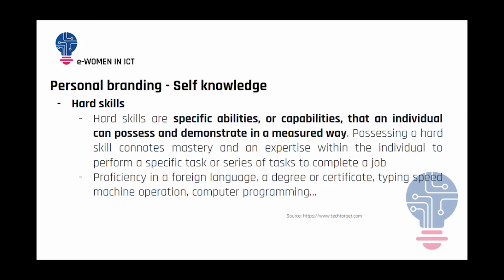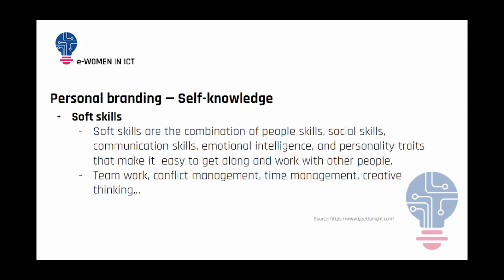Hard skills are specific abilities or capabilities that an individual can possess and demonstrate in a measured way. Possessing a hard skill connotes mastery and expertise within the individual to perform a specific task or series of tasks to complete a job. For example, proficiency in a foreign language, a degree or certificate, typing speed, machine operation, or computer programming. Let's see what soft skills are. Soft skills are the combination of people skills, social skills, communication skills, emotional intelligence, and personality traits that make it easy to get along and work with other people. For example, teamwork, conflict management, time management, creative thinking, etc.